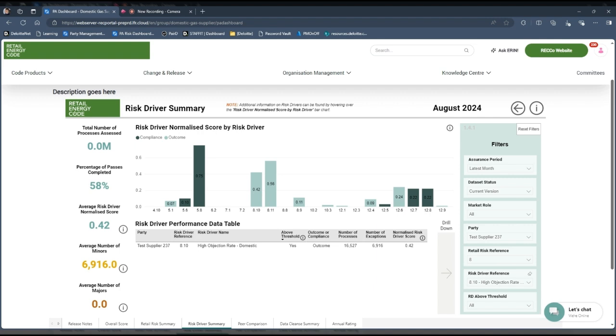Firstly, I'm interested in knowing whether my scores have been consistent over time or whether it's been a sudden spike that has driven the threshold breach. To do this, I would use the assurance period. So I'll select June, I can see I'm over threshold, July, I'm over threshold, and August, I'm also over threshold.